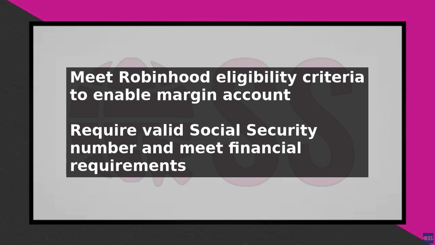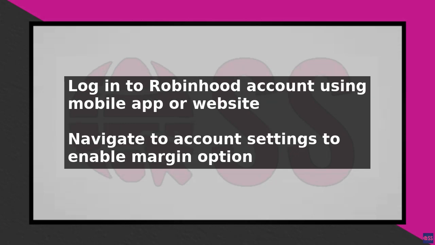To be eligible, you must be 21 years old, have a valid social security number, and meet certain financial requirements. Once you have a Robinhood account, log into your account using the mobile app or website. Navigate to the account settings or profile section, where you will find the option to enable margin. Select the option to enable margin and follow the prompts to agree to the terms and conditions of margin trading.